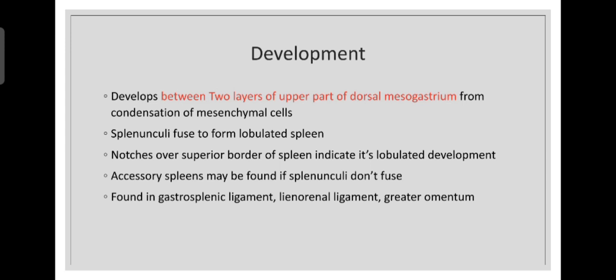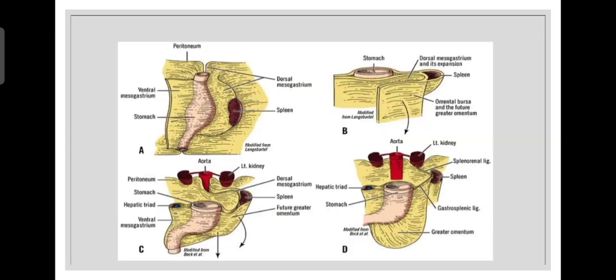Next we move on to the development of the spleen. It is a very important topic, but it should be understood so that it will be very easy. The spleen develops between the two layers of the upper part of the dorsal mesogastrium from the condensation of mesenchymal cells. See here, this is the stomach, the primitive stomach, and this is the ventral aspect, this is the dorsal aspect. The peritoneum in the ventral aspect is called the ventral mesogastrium, while the peritoneum in the dorsal aspect is called the dorsal mesogastrium. So we should know that the spleen arises from the dorsal mesogastrium, that is here.